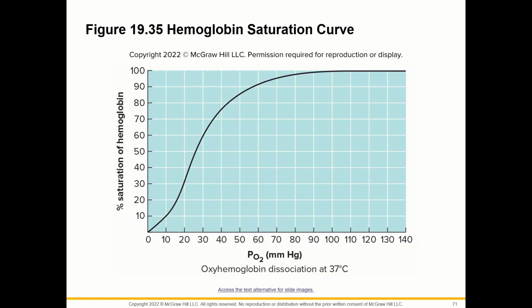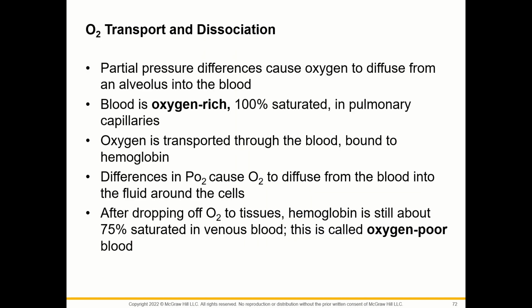So this is the hemoglobin saturation curve. Partial pressure differences cause oxygen to diffuse from the alveolus into the blood. Blood is oxygen rich, 100% saturated in pulmonary capillaries. Oxygen is transported through the blood bound to hemoglobin. Differences in partial pressure of oxygen cause oxygen to diffuse from the blood into the fluid around the cells. After dropping off oxygen to tissues, hemoglobin is still about 75% saturated in venous blood, and this is called oxygen poor blood.